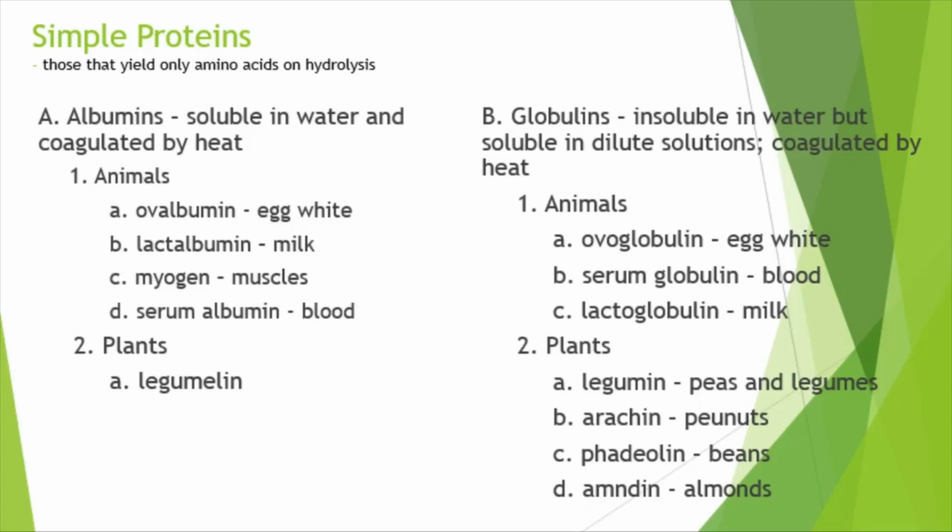We also have globulin. These are insoluble in water but soluble in dilute solutions, and coagulated by heat. Examples: ovoglobulin from egg white, serum globulin from blood, lactoglobulin from milk. We also have from plants: legumin from peas and legumes, arachin from peanuts, phaseolin from beans, and amandin from almonds.